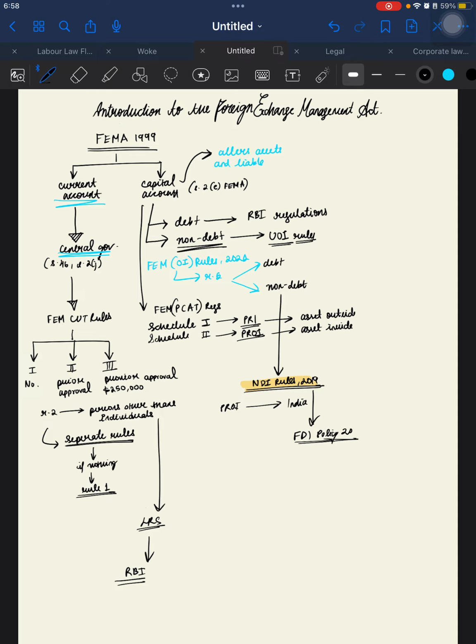In my next class, I think I'll probably do a deep dive into current account transactions rules or capital account transactions rules, depending on what you guys think is more helpful. But this is the general scheme of FEMA. There are a lot more topics, and NDI rules can be very deep. So I will be coming out with fact scenarios, which can get quite complicated, and we'll break them down step by step. Again, thanks for watching. Stay tuned for more, I guess.